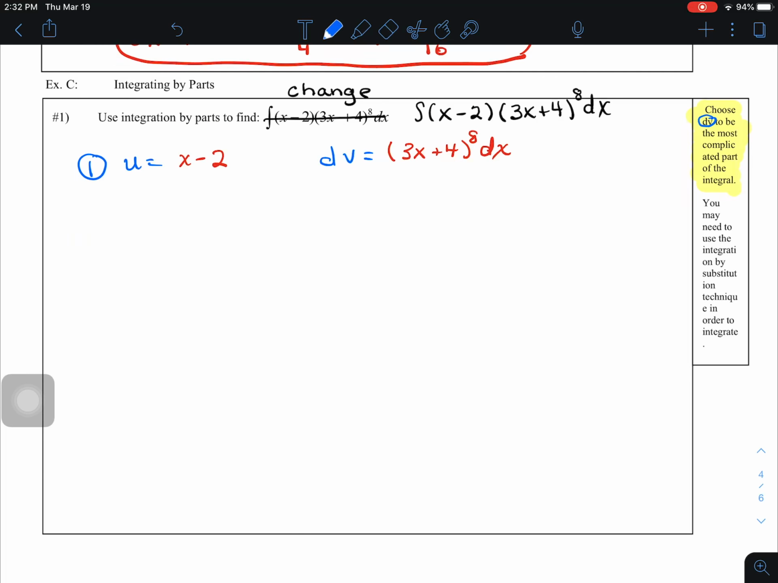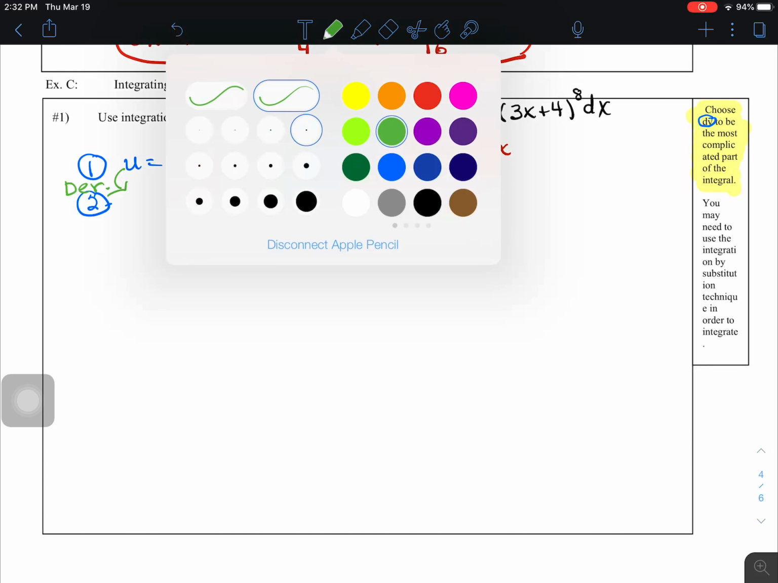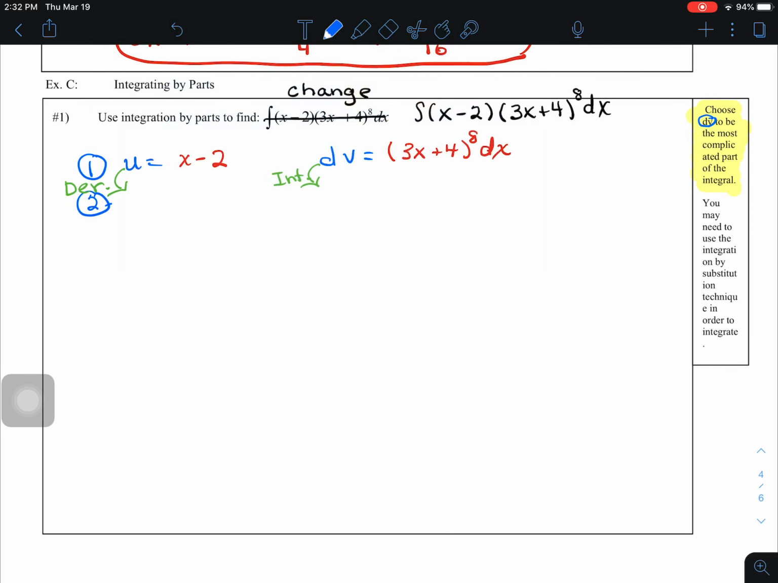Let me erase this and move this up a little bit. Okay, and remember how this works here. You are taking the derivative of u to get du. We are integrating dv to get v. So du would be the derivative of x is 1, the derivative of negative 2 turns into a 0, and then I bring the dx to the other side, and I have du equals dx. I'm going to go ahead and circle this, and circle that.